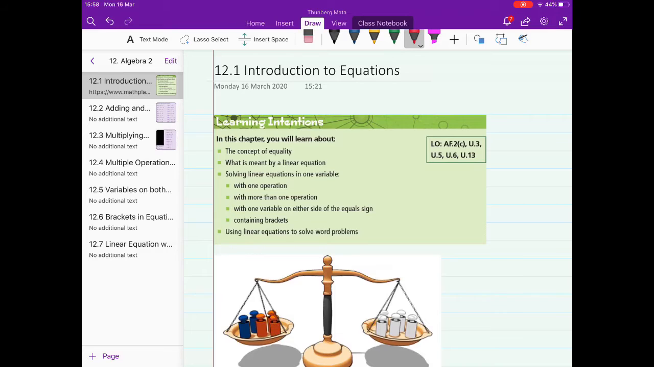What we're looking at specifically today are the concept of equality, what is meant by a linear equation, and then we're going to look at how to solve linear equations where we only need to do one operation. So again, our operations are adding, subtracting, multiplying, and dividing.